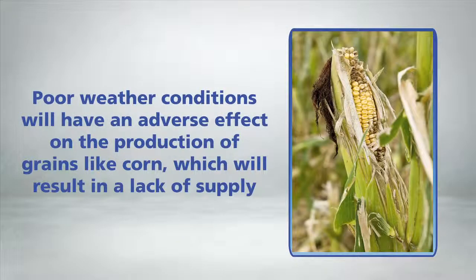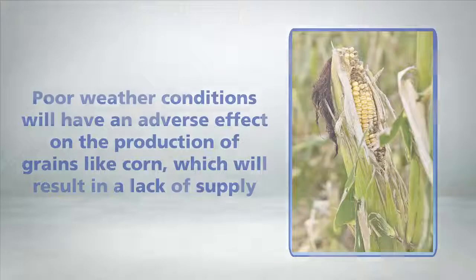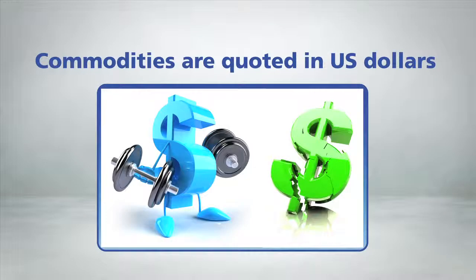Other factors like poor weather conditions will have an adverse effect on the production of grains, such as corn, which will result in a lack of supply and an increase in price, assuming that the demand remains the same. Also, it is important to be aware that all commodities are quoted in US dollars, and therefore the strength or weakness of the US currency plays a major role in their price.